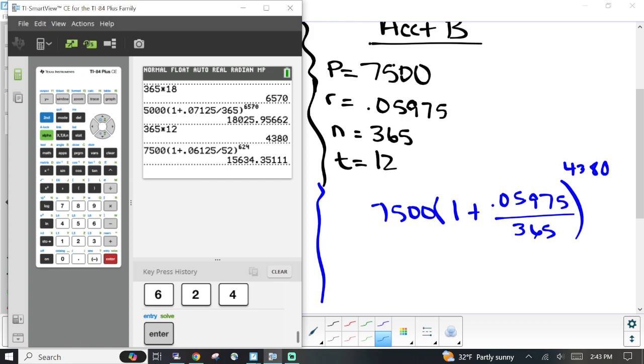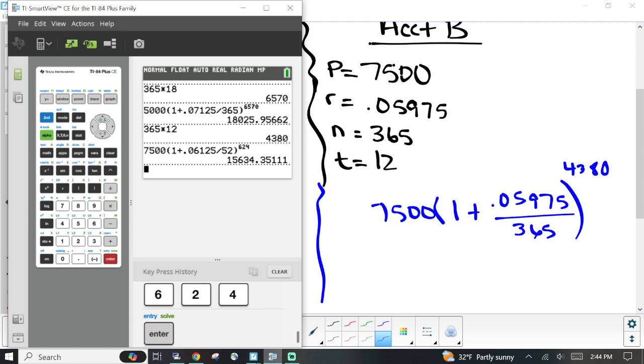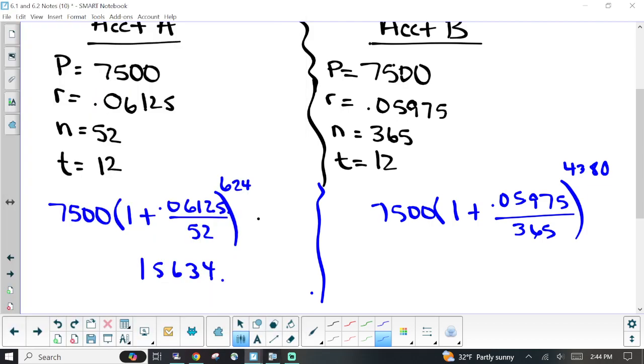So account A, 15,634. And again, round to 2 decimal places, hundredths place, 0.35.